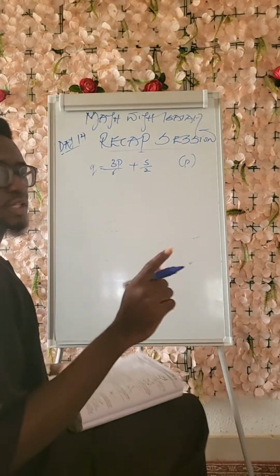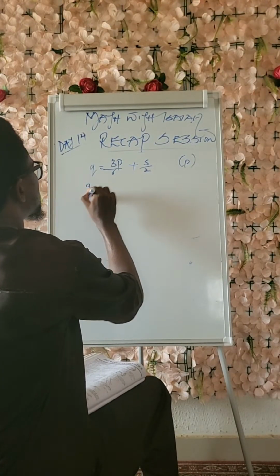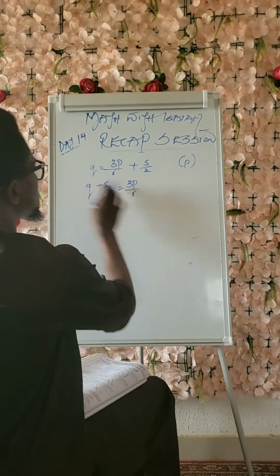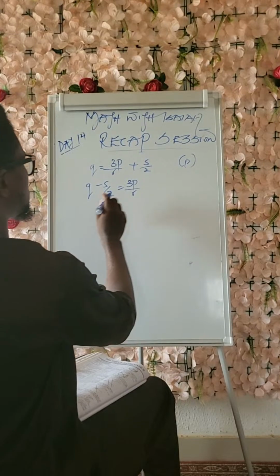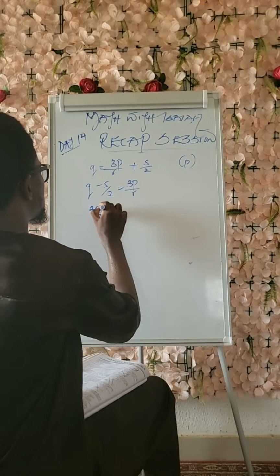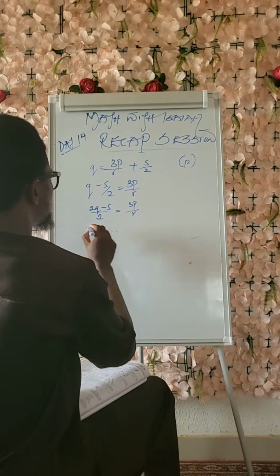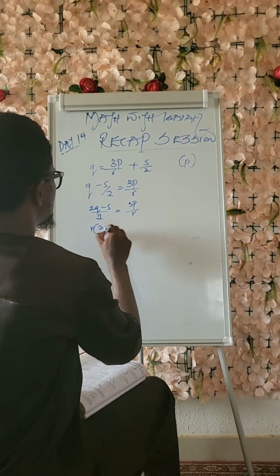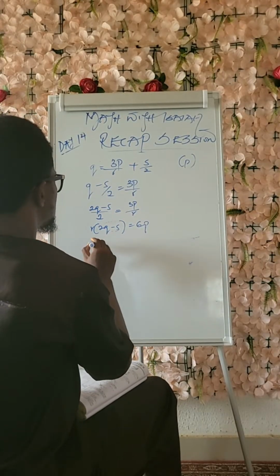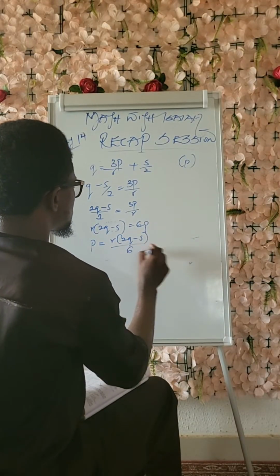Let's do it very quickly. Let's time ourselves 30 seconds. P, you're bringing this over here. Q minus s over 2 equals 3p over r. What are we doing next? We're looking for p, right? Let's do LCM. So that's 2q minus s over 2 equals 3p over r. Cross multiply, we're having r into 2q minus s equals 6p. Then divide both sides by 6. P equals r into 2q minus s over 6.